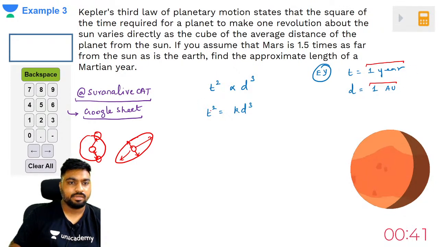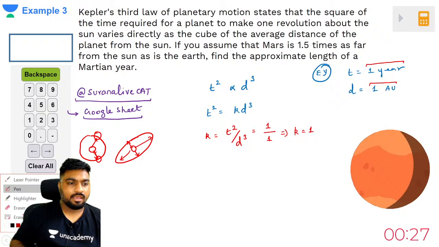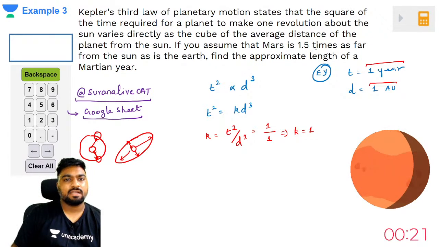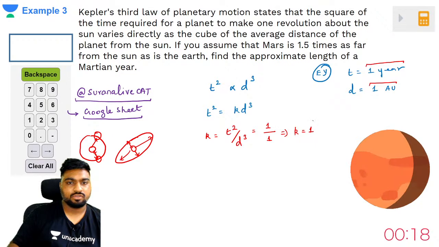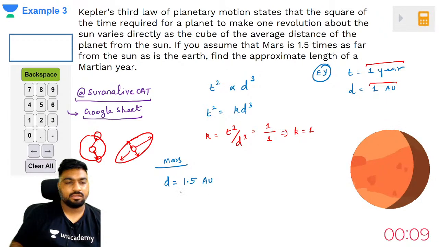So if I assume the time to be 1 Earth year and distance to be 1 astronomical unit, can I get the value of the constant? The constant is T squared by D cubed. In this case, T squared is 1 squared, D cubed is 1 cubed. So the constant is 1. If I use this for the Martian year, assume that Mars is 1.5 times as far from the sun. So for Mars, the distance is 1.5 astronomical units.